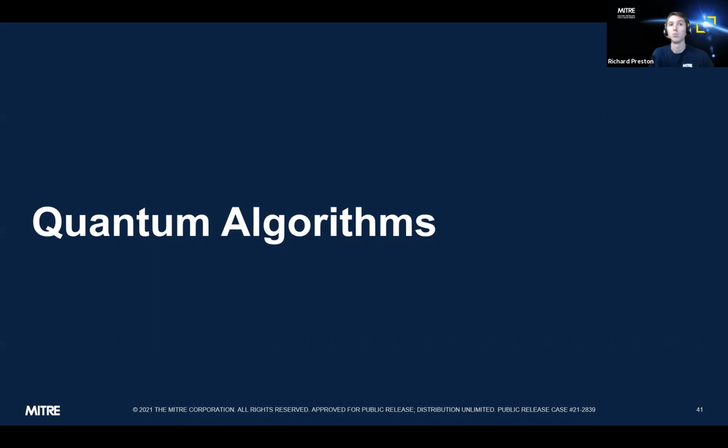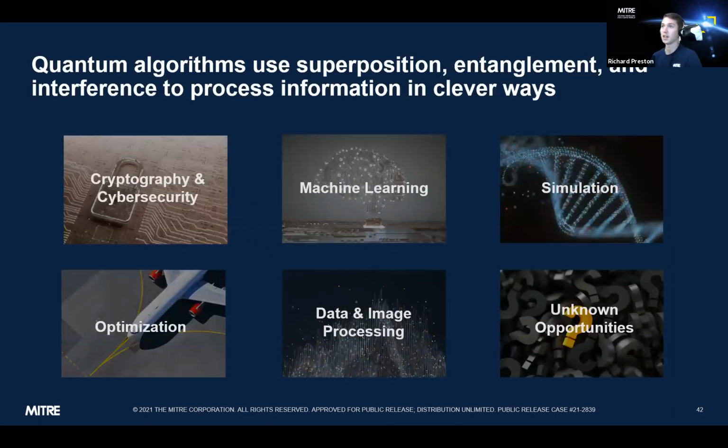Just like we have classical algorithms, which are step-by-step instructions for how to solve a problem on a digital computer, we have quantum algorithms, which use superposition, entanglement, and interference, the concepts we talked about today, to process information in clever ways. This has applications all over the place, from crypto and cyber, machine learning, chemical and biological simulation, optimization, route optimization, data and image processing, and many more things that we have yet to imagine.